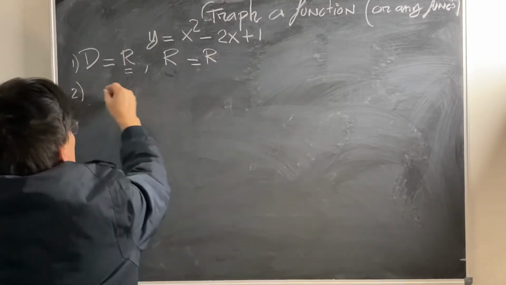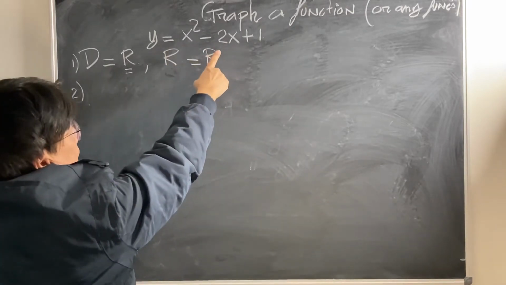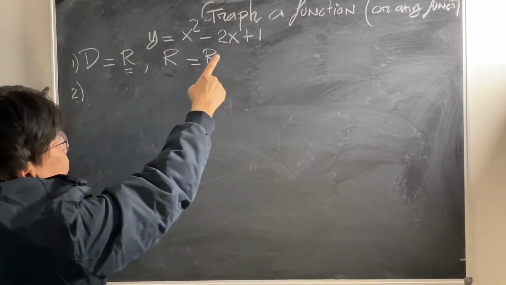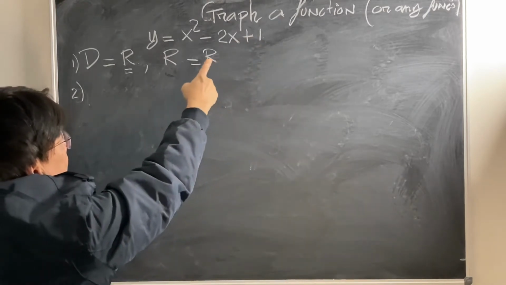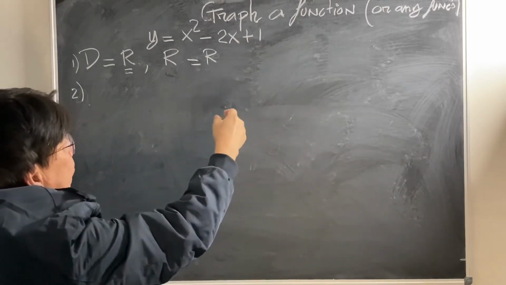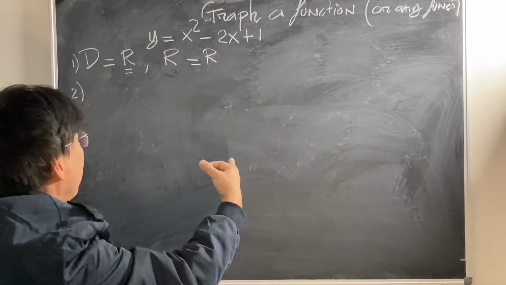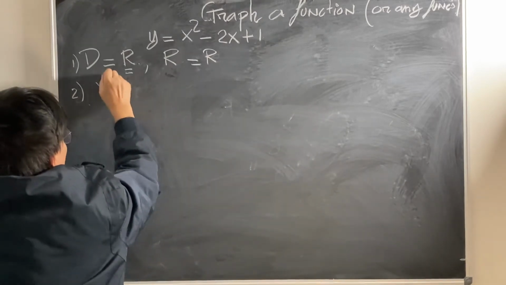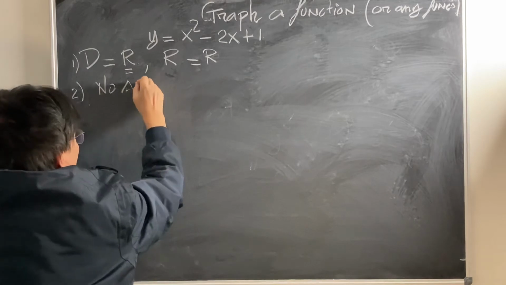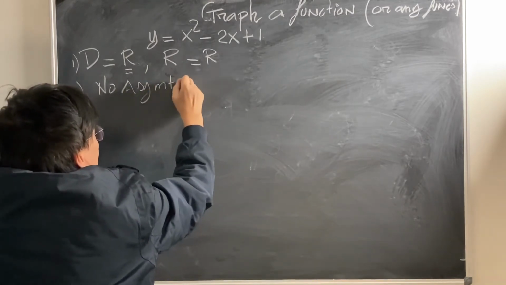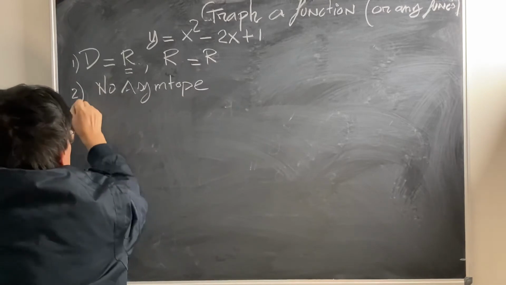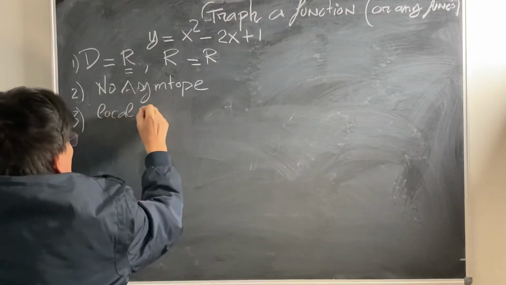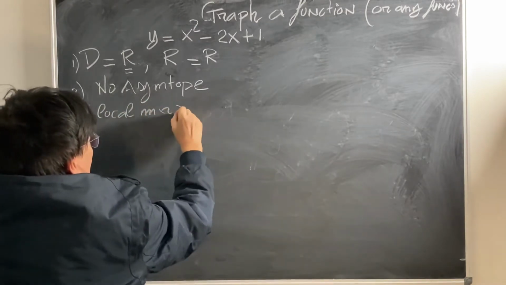And second step, we find asymptote. This function doesn't have any asymptote. This function goes from infinity to infinity, x from infinity to infinity, so it doesn't converge anywhere, and it doesn't have any point undefined, so no asymptote. Next, find local min or local max.